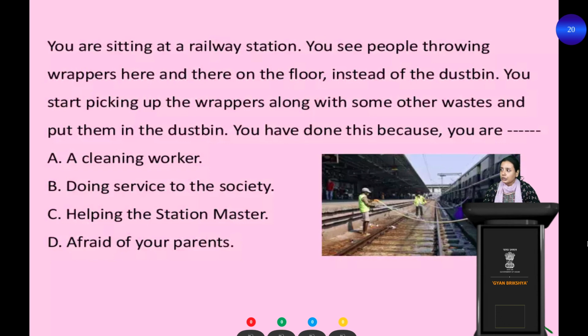Try to read the situation and visualize yourself in that situation, whether what will be your decision in that situation. What will you choose in this situation? A cleaning worker, doing service to the society, helping the station master, or D, afraid of your parents? So you have chosen that what? Option number B. Very good. That is, you are doing service to the society. Very good.